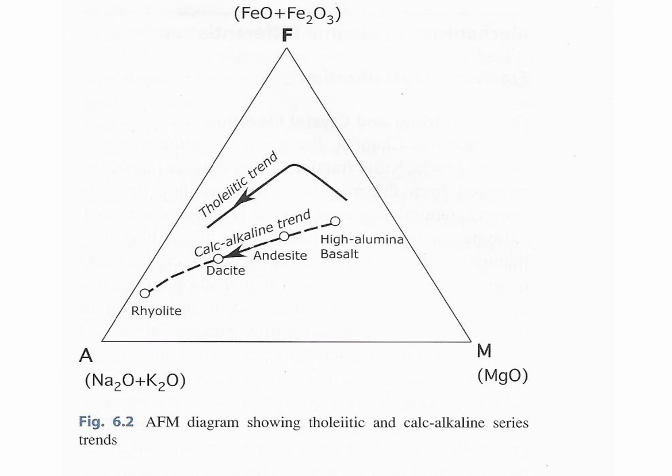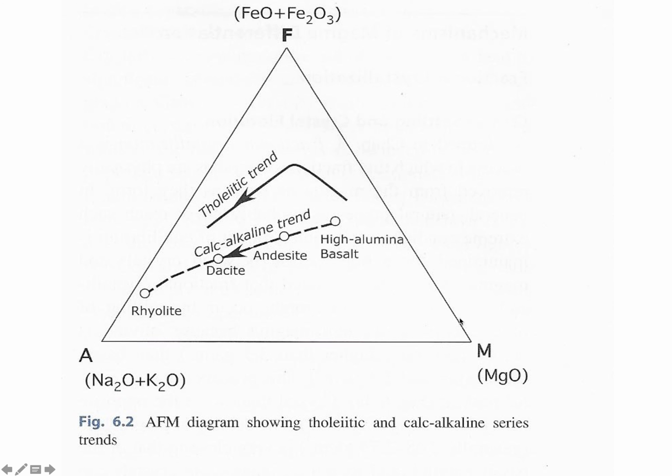So here we have the AFM diagram for igneous rocks. Do not confuse this with the AFM diagram for metamorphic rocks. Here in the AFM diagram for igneous rocks, F is iron 2 plus iron 3 plus. We have M for magnesium oxide, and A, which we are not using for aluminium like in the metamorphic systems. Here we are using A for sodium oxide plus potassium oxide.